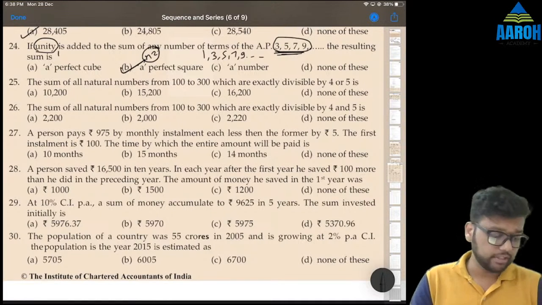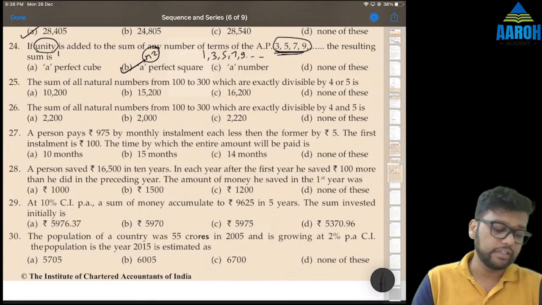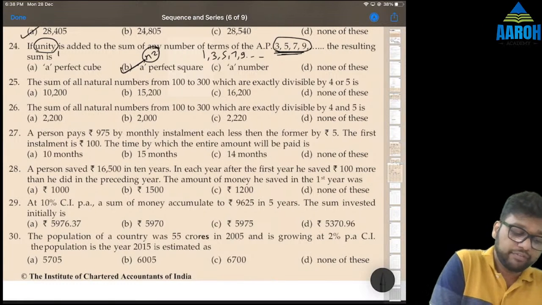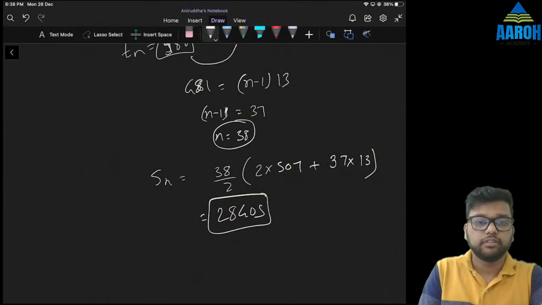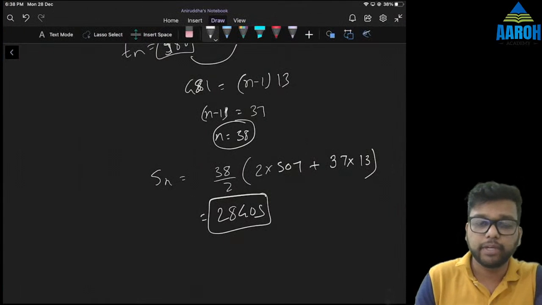Sum of all natural numbers from 100 to 300 which are exactly divisible by 4 or 5. Okay, now I guess there is some background noise from my side.